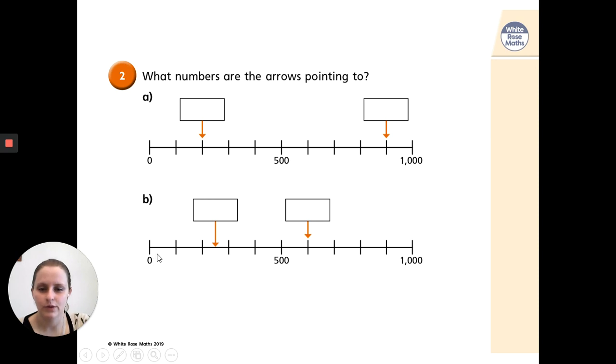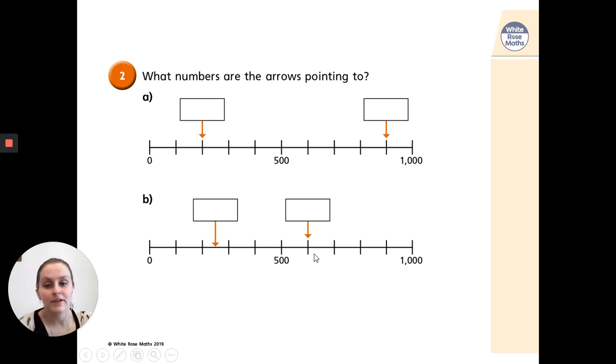Okay, now this one, let's have a look. So again, we start at 0. We know where 500 is. We know where 1,000 is. If we have a look, 1, 2, 3, 4, 5, 6, 7, 8, 9, 10 increments there. 1, 2, 3, 4, 5, 6, 7, 8, 9, and 10.